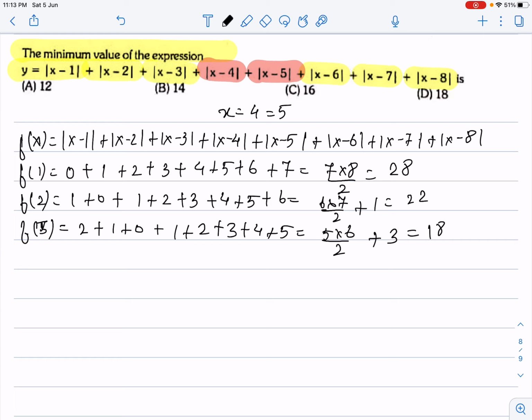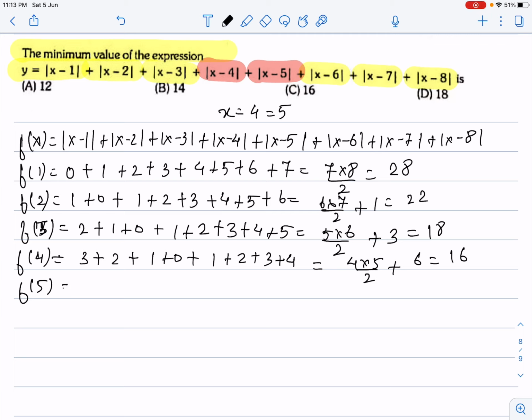When f of 4 I'll be computing, that will be becoming 3 plus 2 plus 1 plus 0, then I'll be writing 1 plus 2 plus 3 plus 4. That means what? 4 into 5 by 2 plus 6, that is 16. When f of 5 I'll be computing 4 plus 3 plus 2 plus 1 plus 0 plus 1 plus 2 plus 3. That means what? 4 into 5 by 2 plus 6, that is 16.